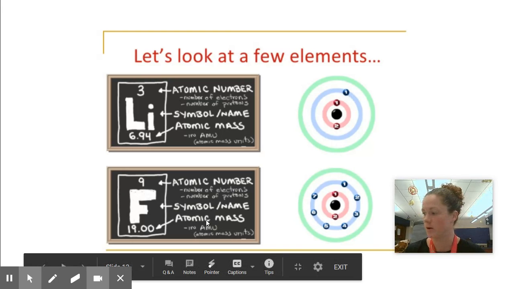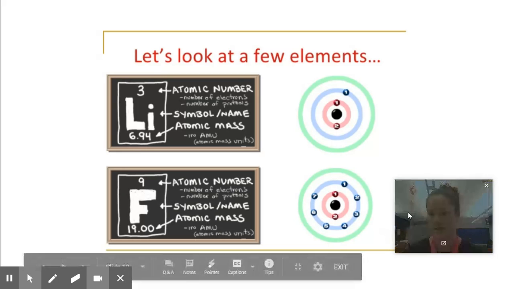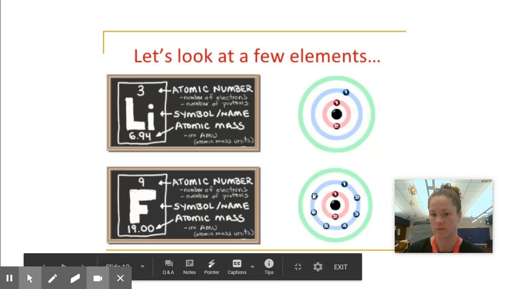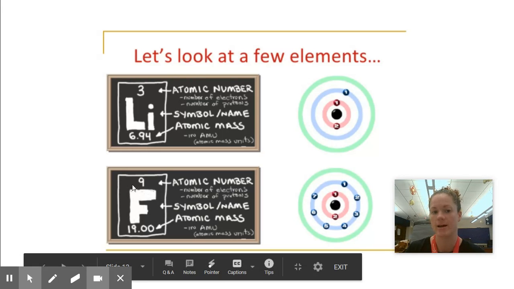Fluorine is number 9 on the periodic table. It is in column 17. Therefore, it should have 7 valence electrons. And we can see it's already counted for us. 1, 2, 3, 4, 5, 6, 7. 2 on the first ring. And if we count total, 7 plus 2 equals 9. So there is our fluorine. So that is what our Bohr model would look like for fluorine.